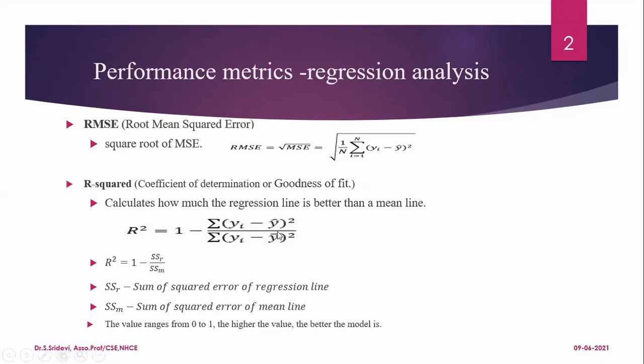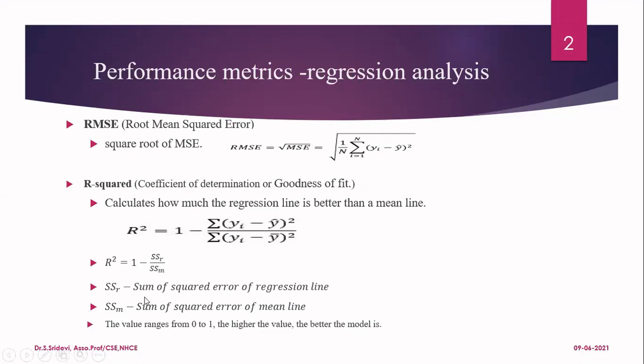And Y bar is, instead of taking the output from the regression line, the output with respect to the mean line, that is Y bar. So find the difference between these two, and you will get the denominator. Then apply this formula to find the value of R squared. So you can say that R squared is 1 minus SSR divided by SSM.